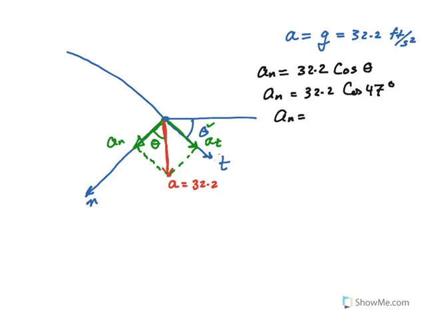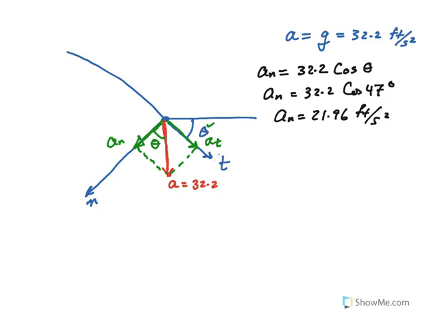So AN happens to be about, let me just calculate that for you. It looks like I haven't calculated that. So 32.2 times cosine 47, sorry for the delay. It's about 21.96 feet per second squared, guys.